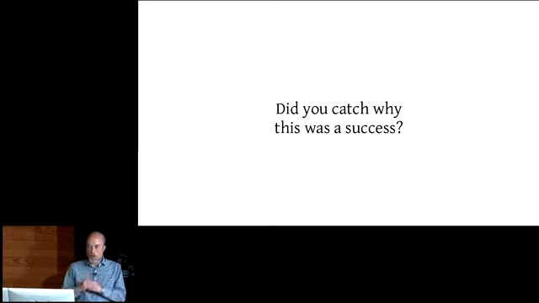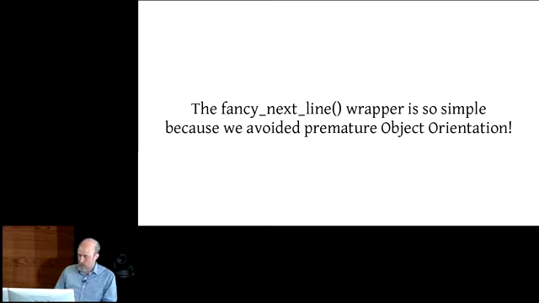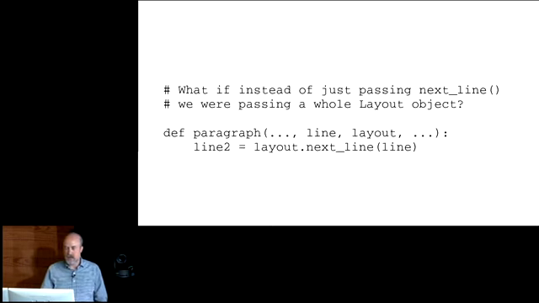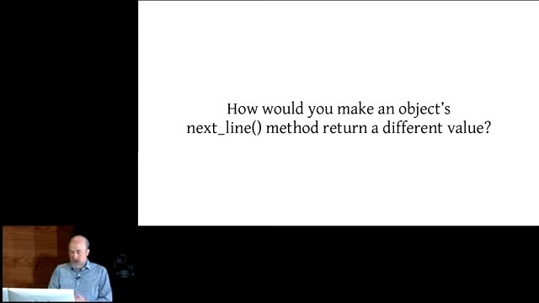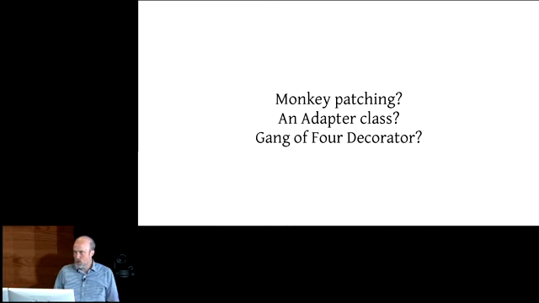But did you catch why this approach is a success? Why was I able to do this sleight of hand? The fancy next line wrapper is so simple because we avoided premature object orientation. What if instead of just passing next line, we were passed a whole layout object and next line was merely a method? How would you make an already existing object's next line method return a different value because you wanted it to? Would you monkey patch it? Would you wrap it in an adapter class? Would you implement the entire gang of 4 decorator pattern?